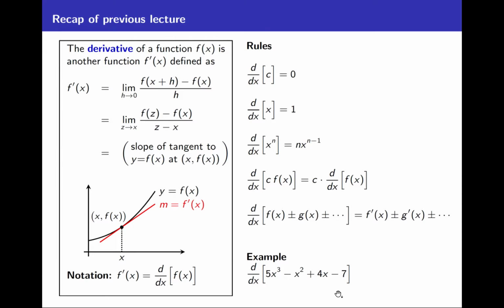And using these rules in conjunction, we can very quickly find derivatives of lots of different functions without using a limit. For example, if we have the derivative of 5x cubed minus x squared plus 4x minus 7, the sum difference rule tells us that this derivative is going to be the derivatives of these individual functions, added and subtracted together according to the signs. So the derivative of 5x cubed by the constant multiple rule and the power rule is 5 times 3x squared. The derivative of x squared by the power rule is 2x. The derivative of 4x is 4, and the derivative of 7 is 0 by this first rule. So we get, in 2 steps, or probably even 1 if you're doing this from scratch, 15x squared minus 2x plus 4 as our derivative.